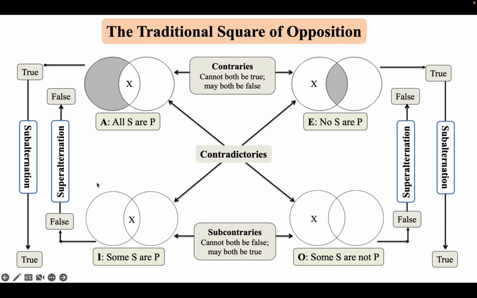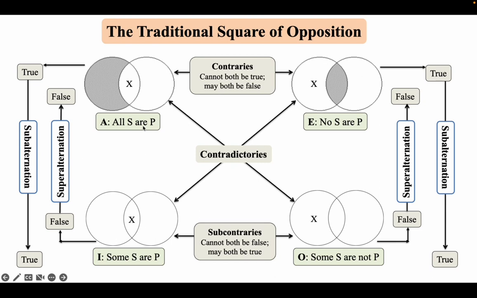The next relation is a relation known as superalternation. So this says that the falsity of the subaltern implies the falsity of the superaltern. So if it's false that some bananas are yellow, then it must be false that all bananas are yellow. And once again, it's not the other way around. If it's false that all bananas are yellow, it doesn't mean that it's false that some bananas are yellow, because some bananas could be yellow.